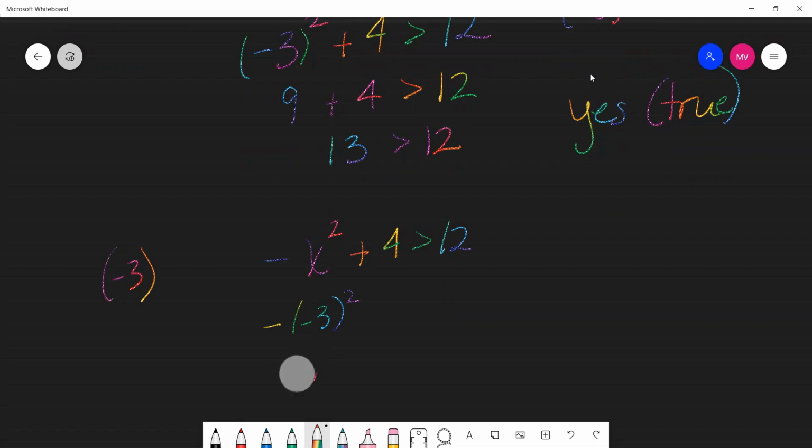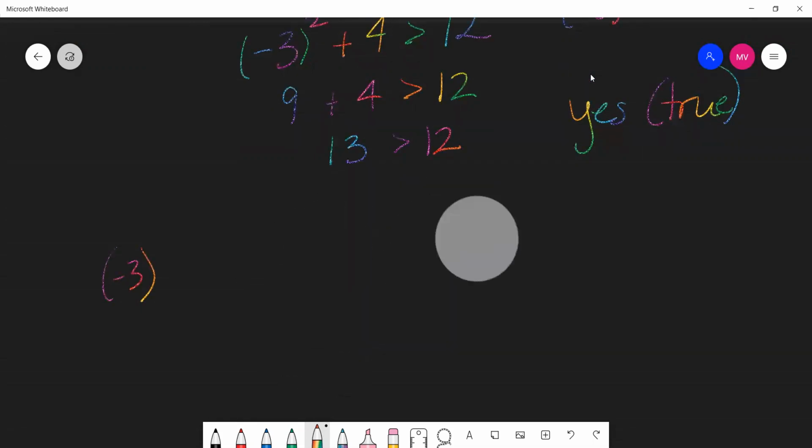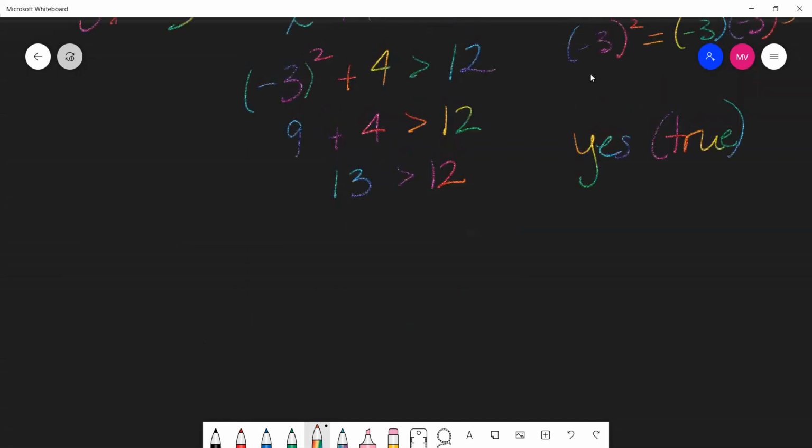So that's sort of where you have to be really careful and just understand that a number inside of parentheses, or a number being plugged into a variable, you need to carry the sign with it, like in this instance with the -3. All right, so let's look at number 6.